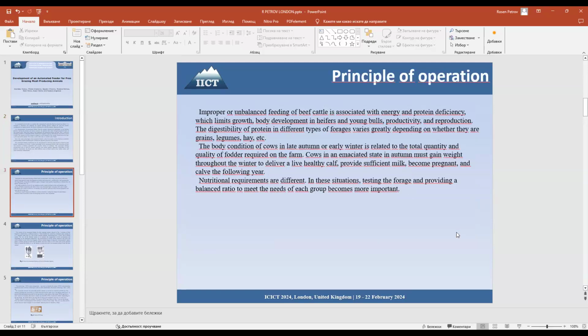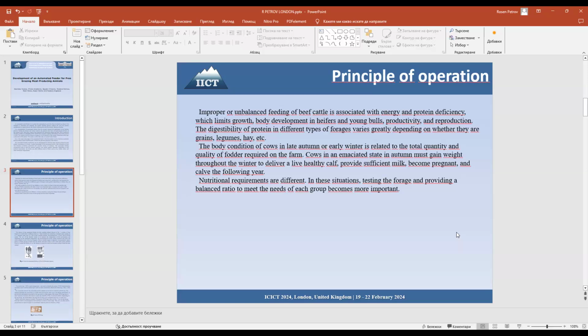The improper or unbalanced feeding of beef cattle is associated with energy and protein deficiency, which limits growth, body development in heifers and young bulls, productivity and reproduction as well. The digestibility of protein of different types of forages varies greatly, depending on whether they are grains, legumes, hay, and so on.